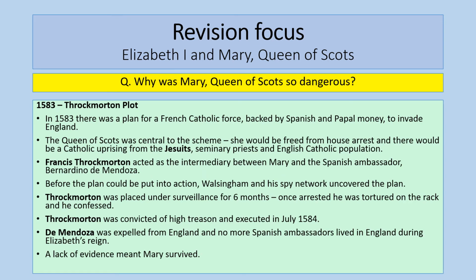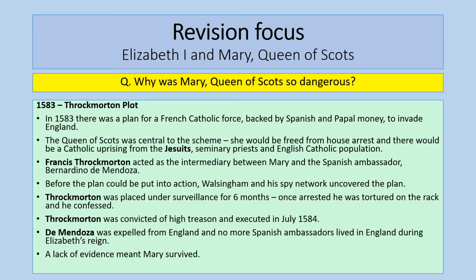So in 1583, there is the Throckmorton plot. Now, the plan here in the Throckmorton plot is for a French Catholic force backed by Spanish and papal money to invade England during this time. And Mary Queen of Scots is absolutely central to this. And the idea would be that she should be freed from house arrest.